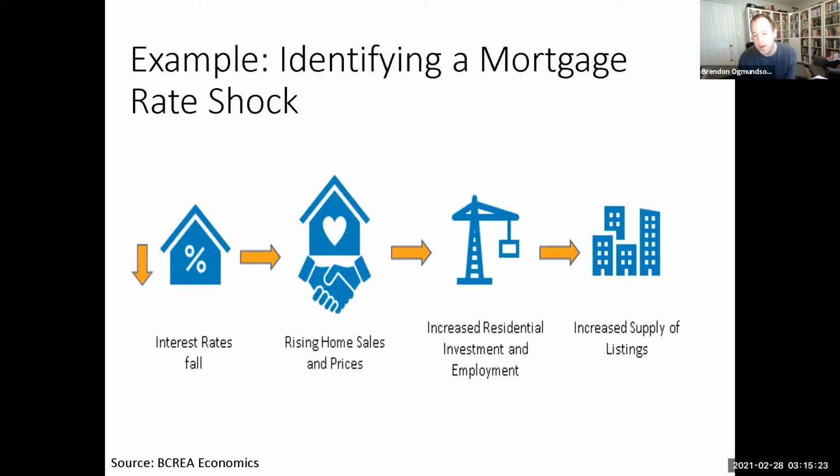The first one here is a mortgage rate shock. So same kind of thing. Interest rates fall, perhaps because the Bank of Canada has cut rates, or we have some other reason that mortgage rates have fallen, some impact on the medium part of the yield curve. Doesn't really matter for this exercise. Interest rates fall, home sales rise, home prices rise. We get an increase in employment due to an increase in residential investment in the economy. Developers start building more because they see rising prices, and that eventually leads to an increase in supply. So we have these restrictions on the sign. The sign in the model for interest rates would be negative, and positive on the other variables.